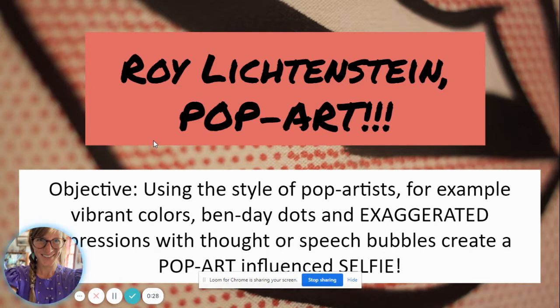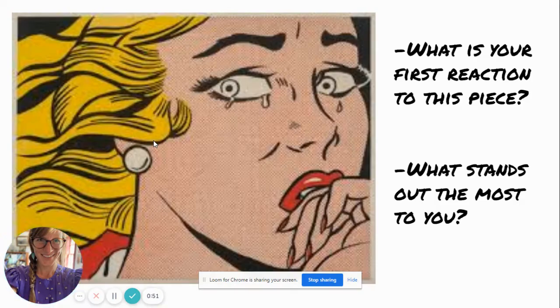So the first thing is that the objective is to use the style of pop artists. For example, vibrant colors, Ben-Day dots, which is like what you see in the background here, where it's like a dot and then it's off a little bit and then a dot. And so it's kind of like that. And exaggerated expressions with thought or speech bubbles. You're going to create a pop art influenced selfie. Now that's a lot, so we're going to move on.